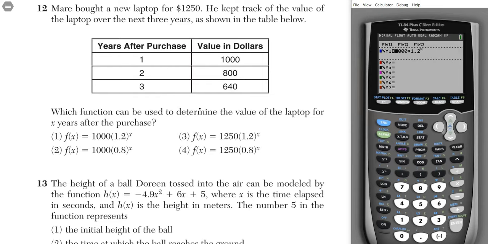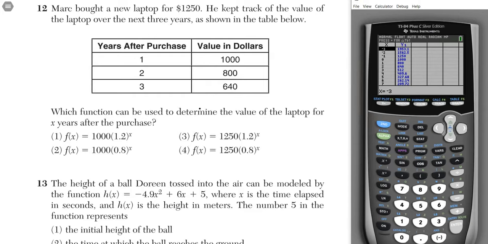Now we don't have to erase the whole thing. We can just edit it to check choice 2. Choice 2 will be 0.8. Now let's check the table, see if it matches. According to our table, when x is 1, y is 800. That doesn't work either.